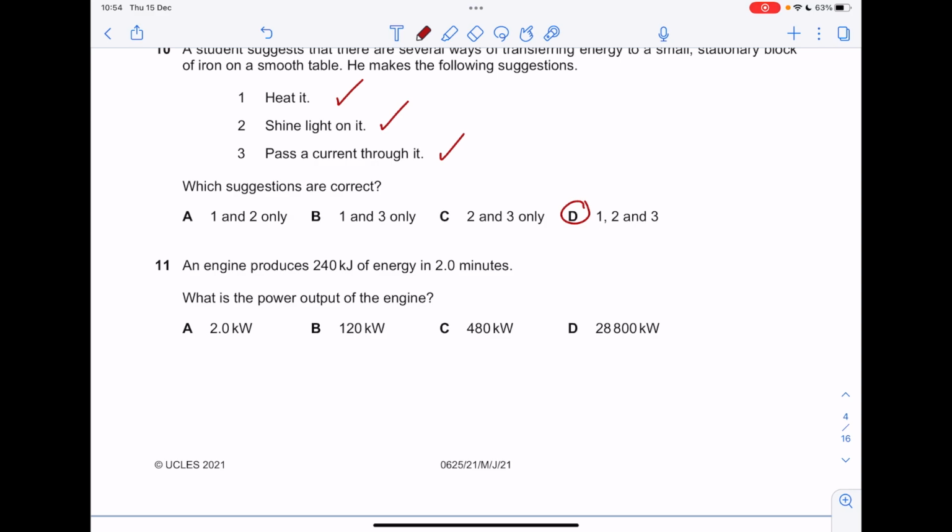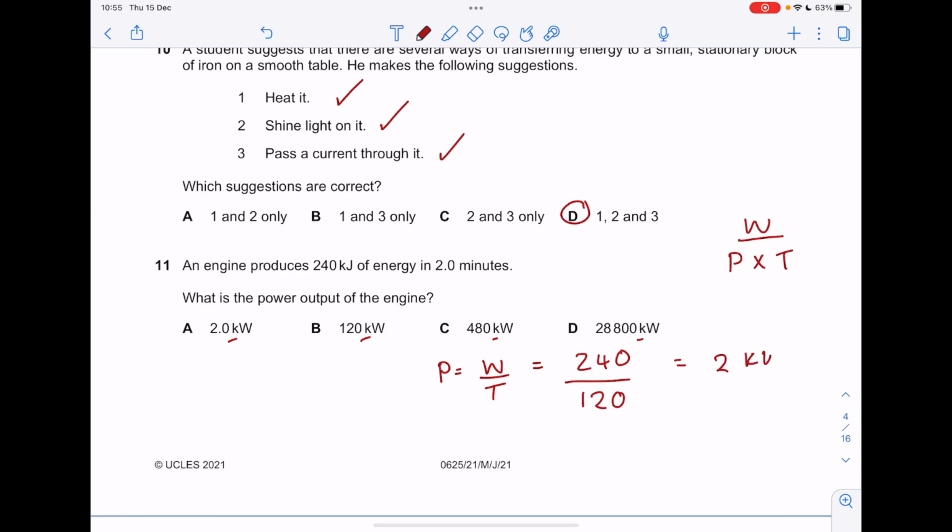An engine produces 240 kJ of energy in 2 minutes. What is the power output? So I'm using the equation triangle to help me here. Power is work done over time. Our work done is 240. No need to change the units because all our answers are in terms of kilowatts. Our time, we do need to get that into seconds. So 2 minutes is the equivalent of 120 seconds. So we've got 2 kW as our answer.